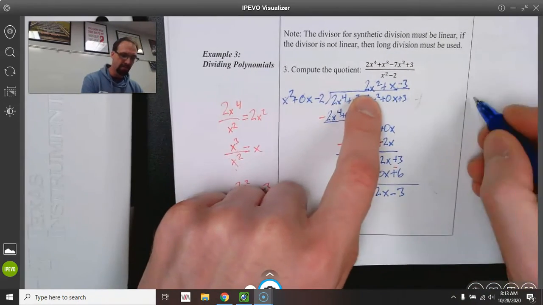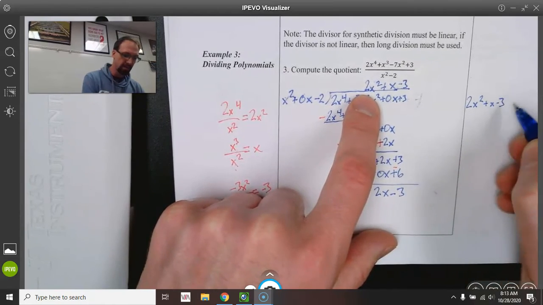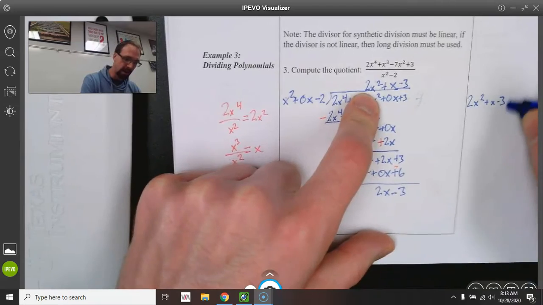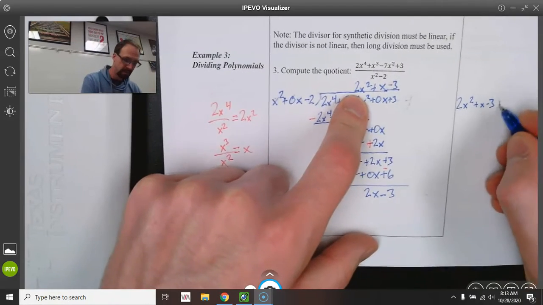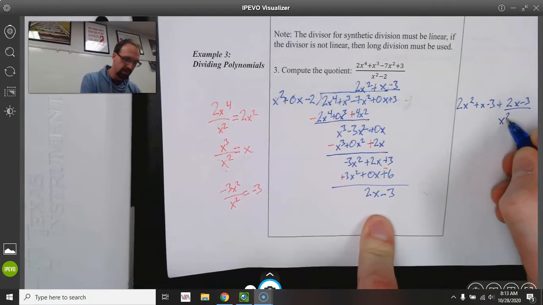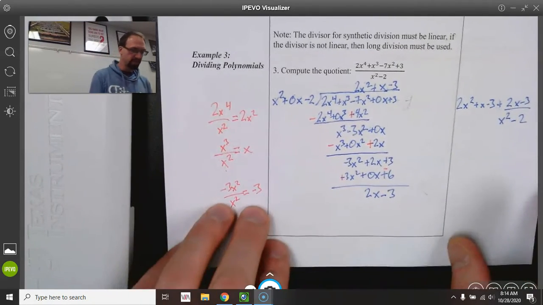So my result is 2x squared plus x minus 3, so this is our quotient, plus our remainder. Our remainder is 2x minus 3 over what we divided by, the x squared minus 2. So that is our final result for example 3.